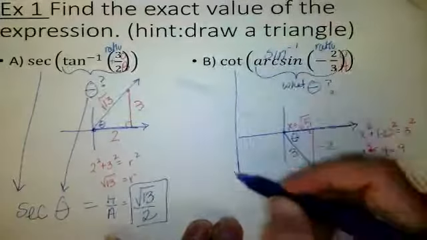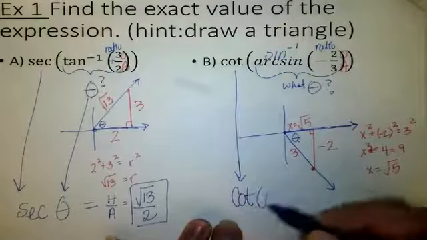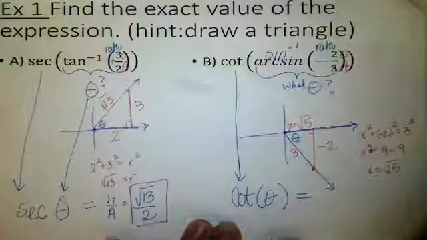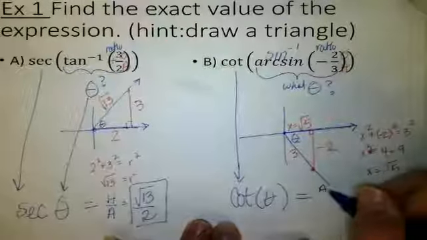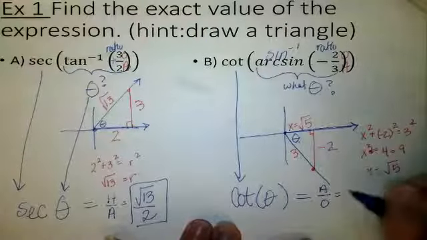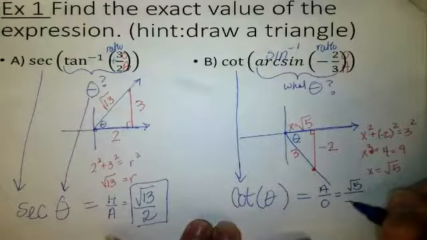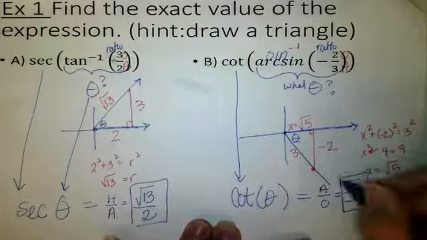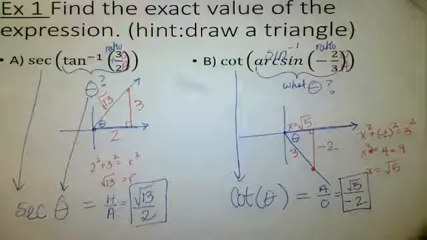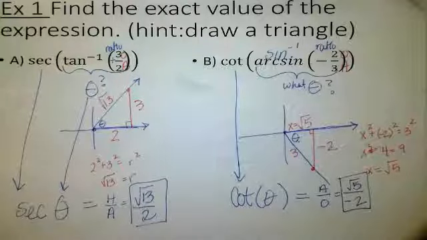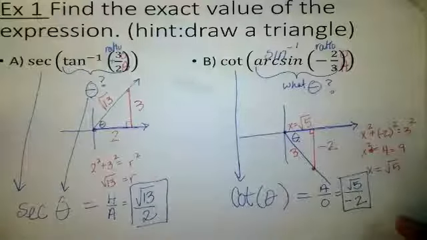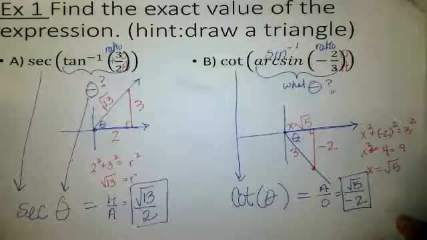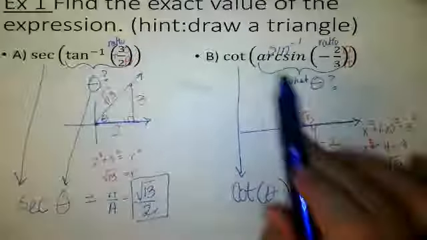So the question we have to answer is, what is cotangent of that angle that I just drew? Adjacent over opposite would be? Good. That's it. One more. Okay, questions on these two? Question. Same thing as inverse.